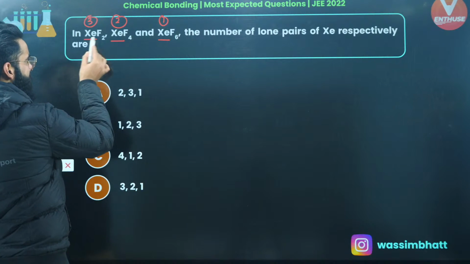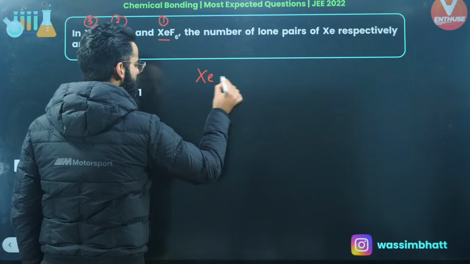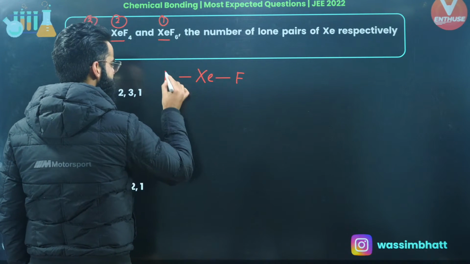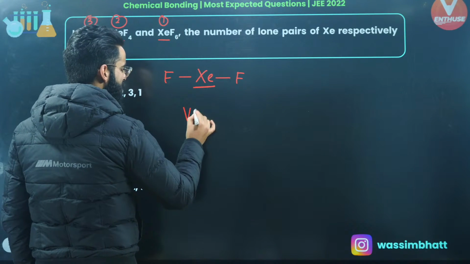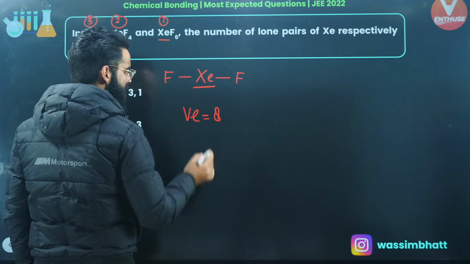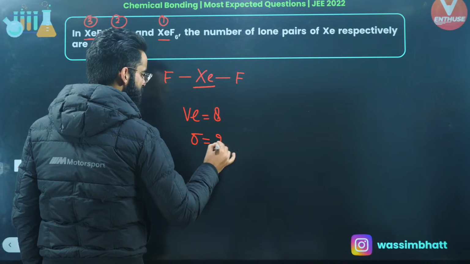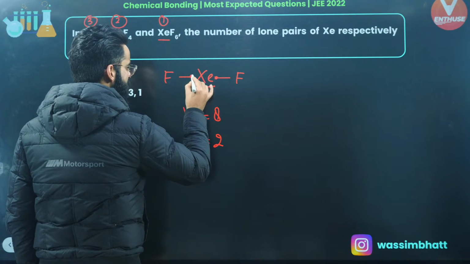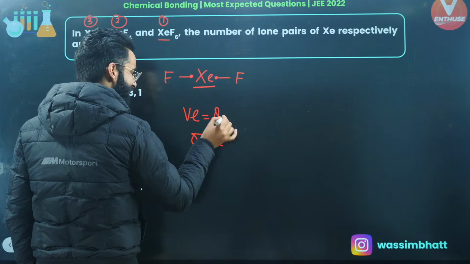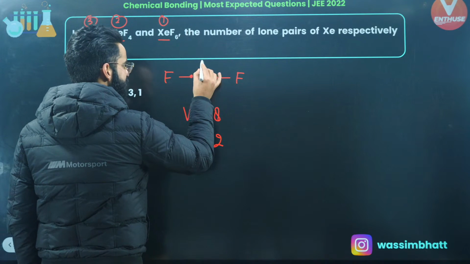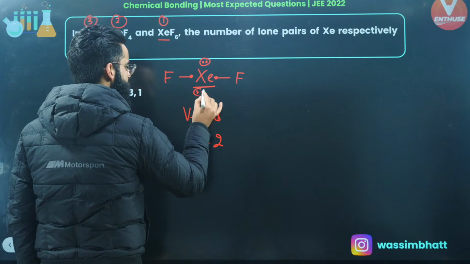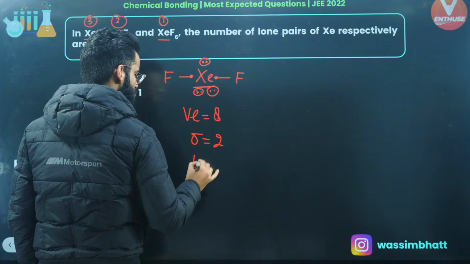Why is that? Let me give you one example. See, if you talk about XeF2, for example, right? Now first thing, how many valence electrons does this xenon have? It has 8 valence electrons. How many sigma bonds is it forming? It's forming 2 sigma bonds. How many electrons is it using for the bond formation? 2 electrons. It had 8 valence electrons. Out of 8, it is using 2. So there'll be 6 electrons left as such on xenon in the form of lone pairs. So how many lone pairs will be there? There'll be 3 lone pairs basically.